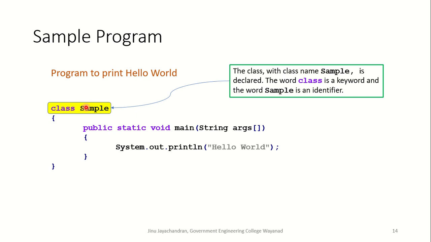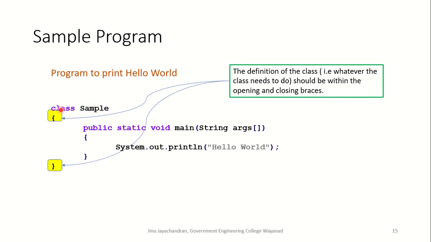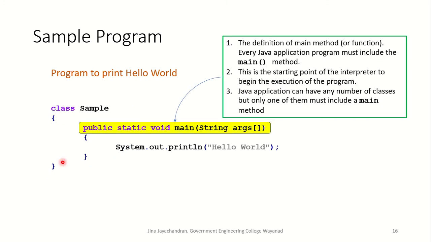Class is a keyword, Sample is the identifier, and the class should be inside 2 braces, an opening brace and a closing brace. Whatever is inside this will be your class definition. Here every Java program should have one and only one main function, and that main function will be defined inside a class. So the definition of the main method is defined here. Every Java application must include the main method. So every Java application should have one main method, and this is the starting point for the interpreter to begin the execution of the program.